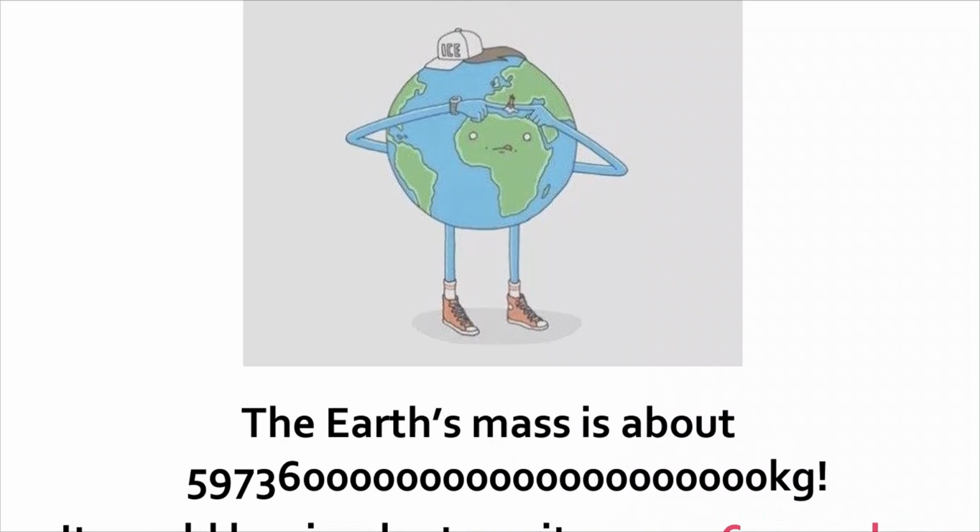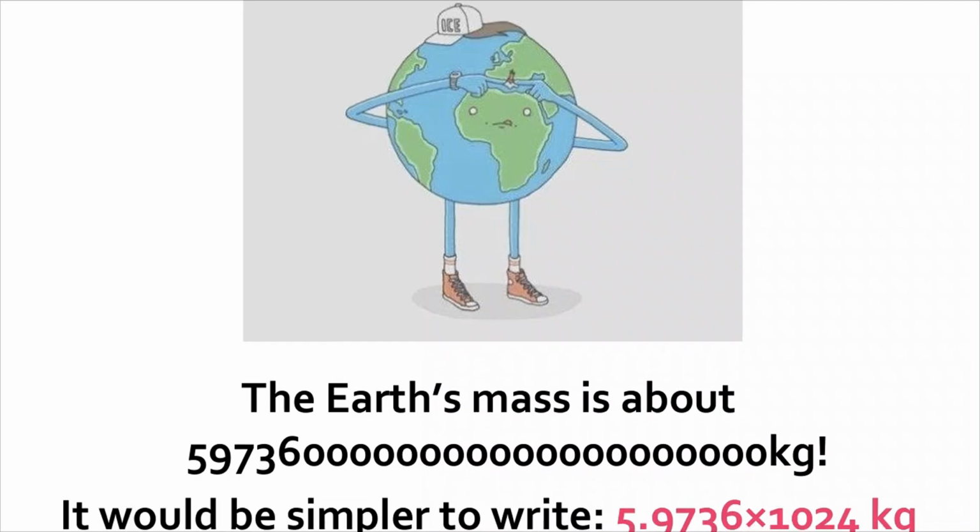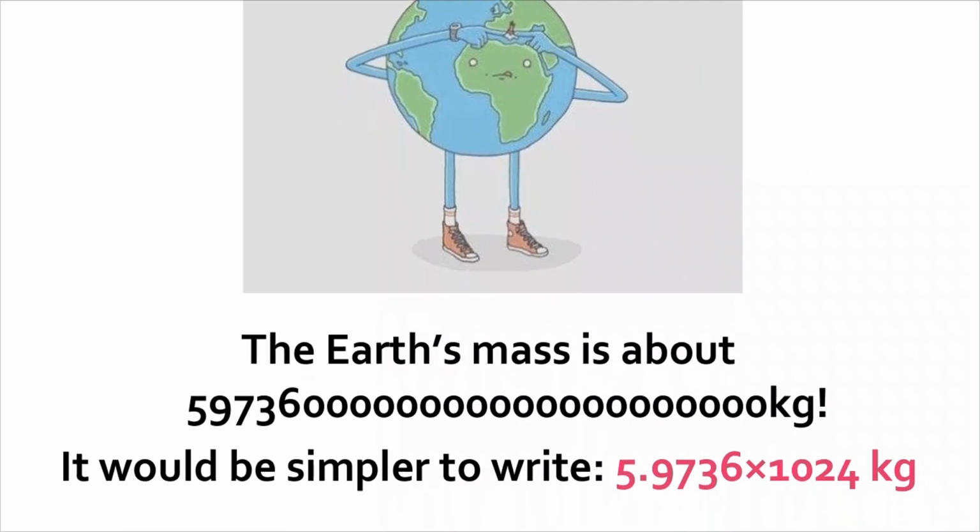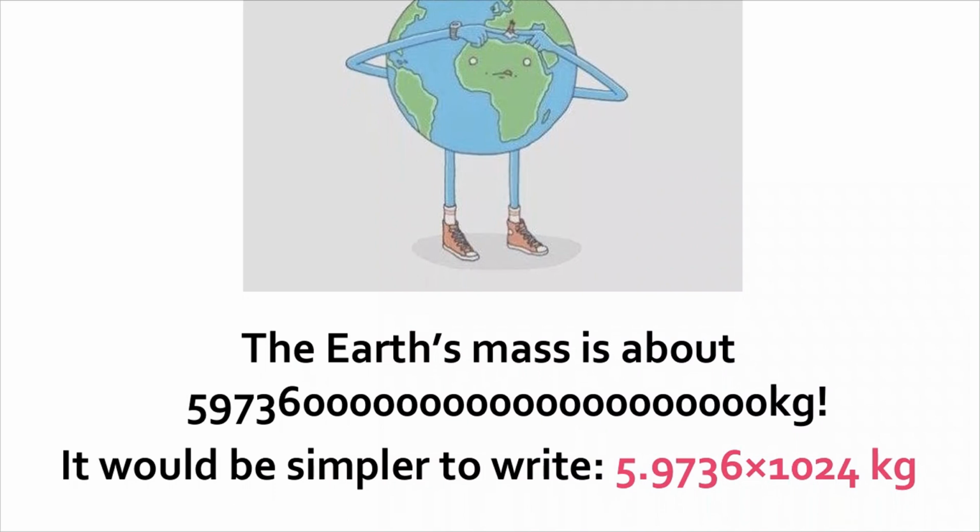So how many zeros are there? Count them. 1, 2, 3, 4, 5, 6, 7, 8, 9, 10, and so on. But we will start counting from 9. 1, 2, 3, 4, 5, 6, 7, 8, 9, 10, 11, 12, 13, 14, 15, 16, 17, 18, 19, 20, 21, 22, 23, 24. So what should be my answer? 5.9736 times 10 raised to the power 24.